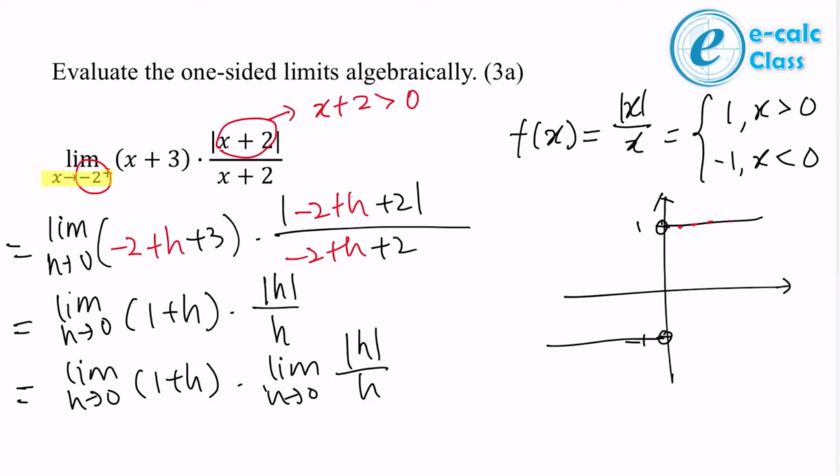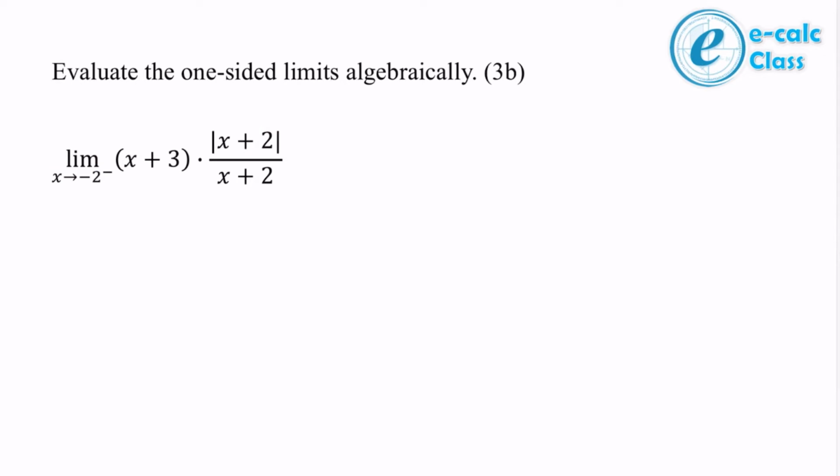One more time. Look at the question. It is from the right. At the right side of negative 2, you have negative 1.999999. If you plug in negative 1.99999 for x plus 2, you will get a positive number. Hence, the absolute value of x plus 2 over x plus 2 will be positive. Hence, you take the positive h. If your h is positive, this is actually just 1 times 1, then you got a 1. Finish.